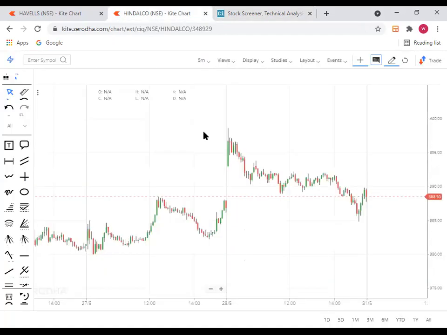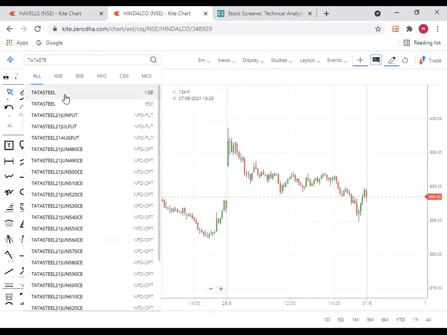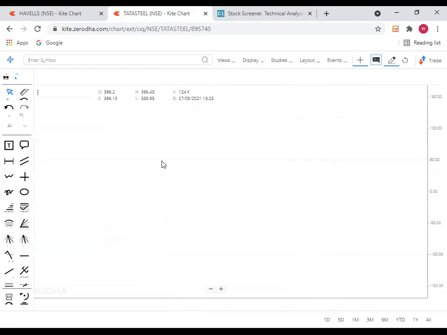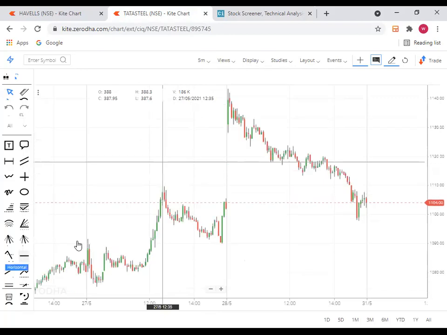Okay, let us move towards the platform. Here I am using my Zerodha platform. For Zerodha platform, you can place Tata Steel. Okay, let us open the Tata Steel chart.